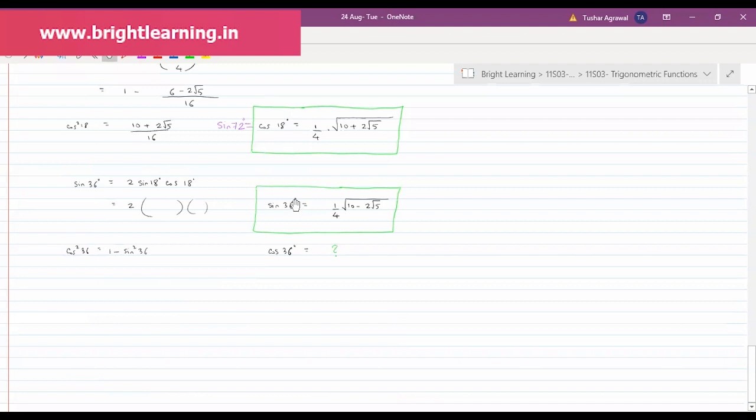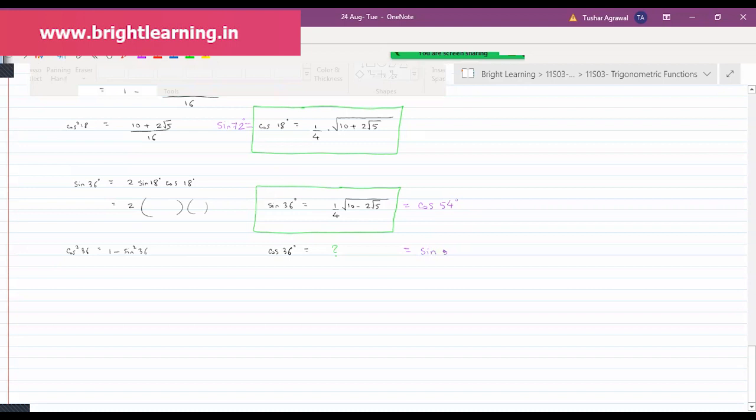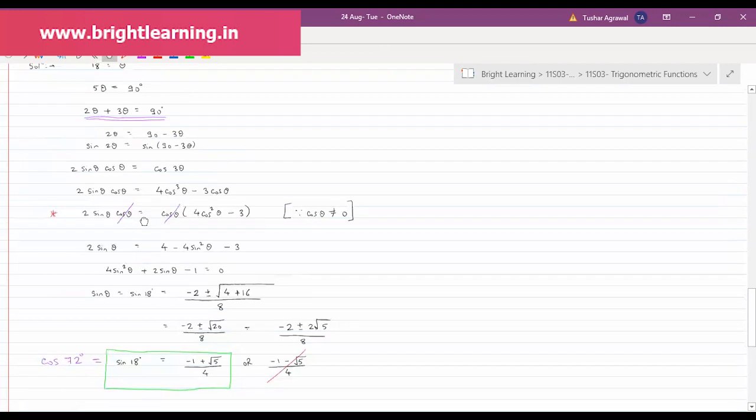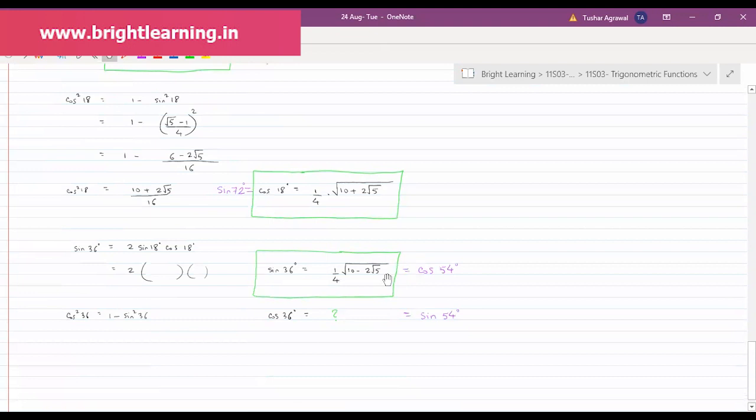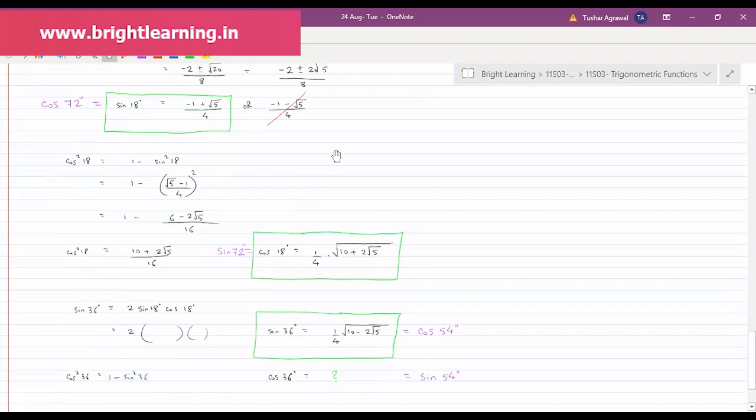So when you know the trigonometric ratios of 18, you know the trigonometric ratios of 72. When you know the trigonometric ratios of 36, the complementary angle is 54, so actually you know the trigonometric ratios of 54. Sine 36 is actually cos 54 degree, and whatever this value you find out, this will be sine of 54 degree. Just remember for 18 and 36, 54 and 72 can be calculated like this. They will just be equal. Is it clear?